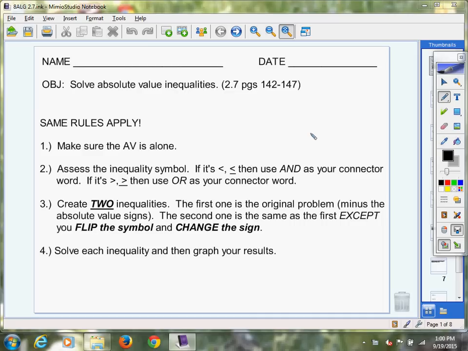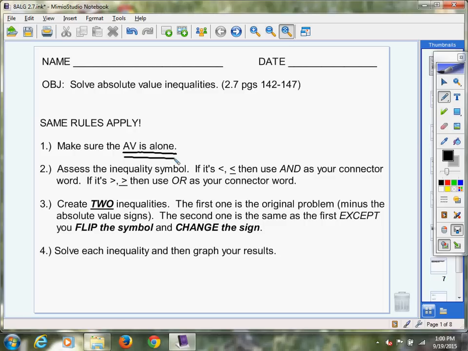The same rules apply as when we did regular absolute value equations. Remember the first thing that we did: please make sure the absolute value is alone. If you have any numbers attached to the outside of the absolute value, they have to be physically removed from that side and placed on the other side, and then you can get the problem started. Now, step 2, we're going to assess the inequality symbol.